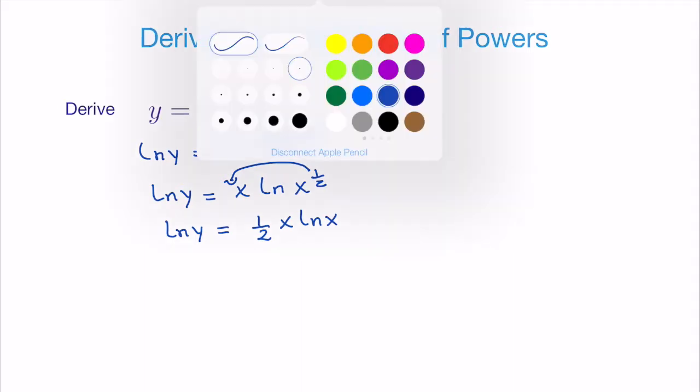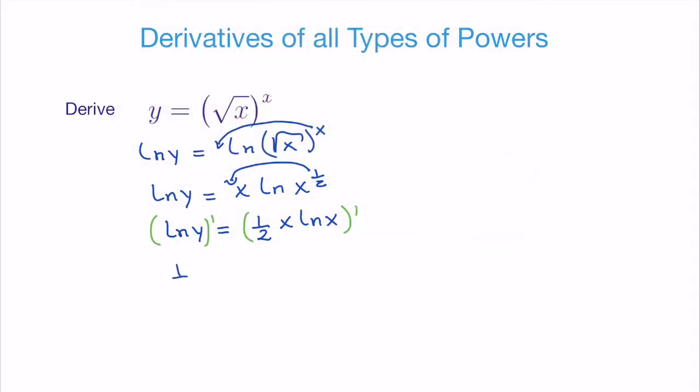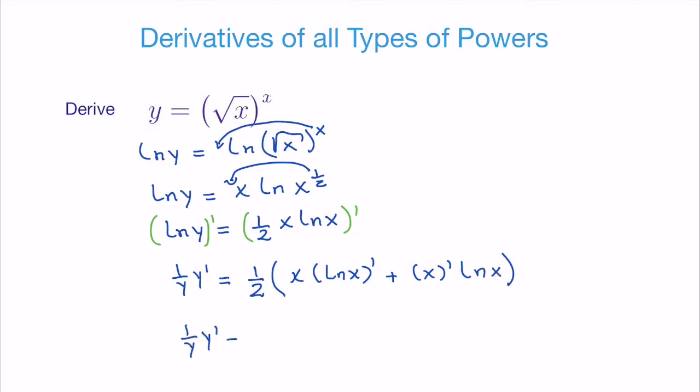And we derive on both sides as always. So 1 over y, y prime equals 1/2 stays out. And when we derive x ln x, that is product rule. So keep x, derive ln x, plus we derive x, keep ln x. So 1 over y, y prime equals 1/2 times x times 1 over x, the derivative of ln x, plus the derivative of x is 1, so we just have ln x there.